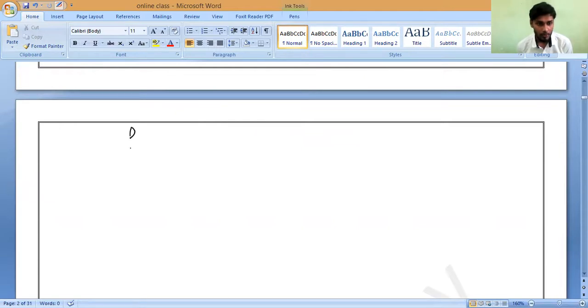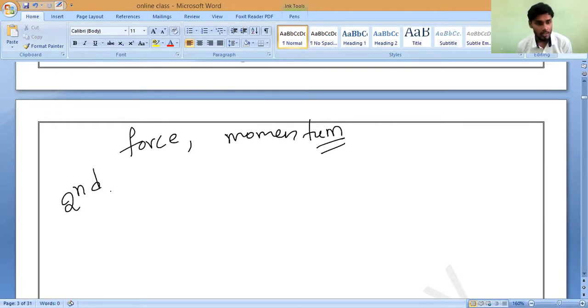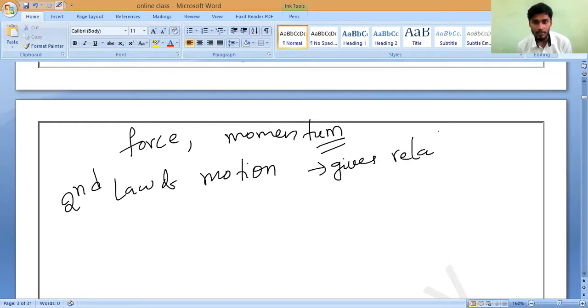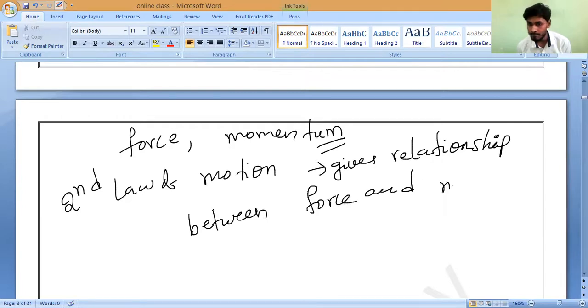So in this, observe carefully, we are discussing two terms. One is force and another one is what? Momentum. Is it yes or no? That is why Newton's second law of motion gives the relationship between force and momentum. Do you understand, Ra? Yes, sir.